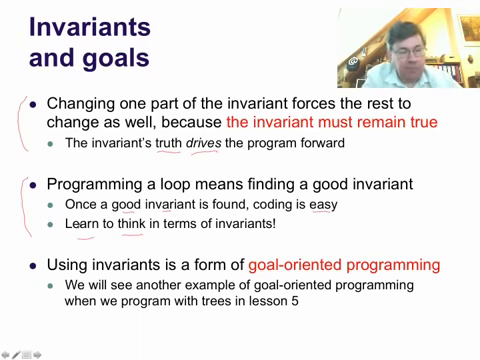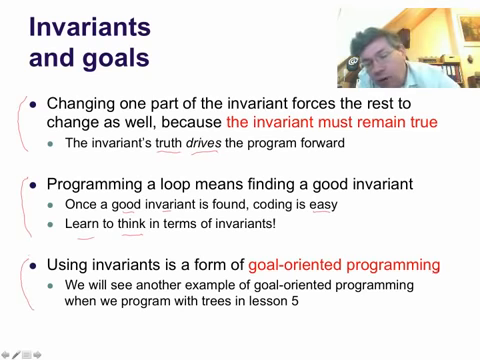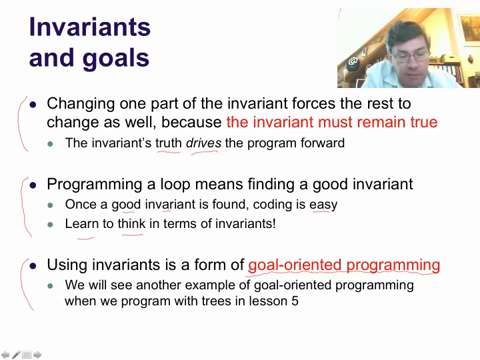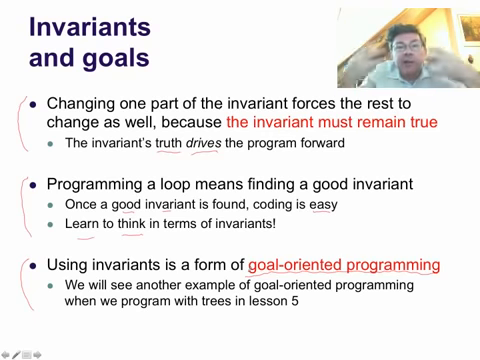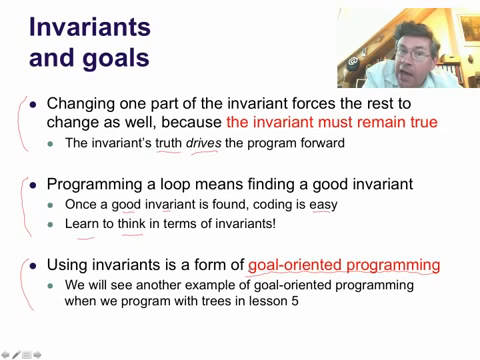And this leads us to a more general form of invariant programming called goal-oriented programming, a very powerful and general technique. In goal-oriented programming, we have a goal and the program will always work toward that goal. And that is what drives the calculation. So invariant is a particular case of this. We will see another example of goal-oriented programming, a very nice example, when we program with trees in lesson 5.